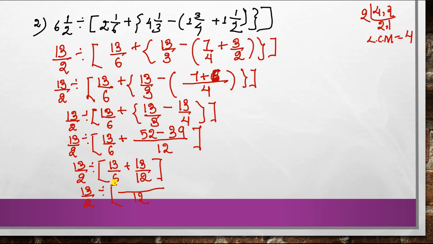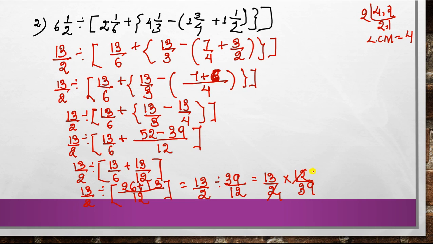12, if I do this, 2 into 13 gives us 26 plus 13, right? And if I do it like this, then it gives us 13 by 2 divided by 26 plus 13, 39, 39 by 12, right? Now I've got this. Now I'm going to divide these fractions. And how will we do this? 13 by 2 into 12 by 39, right?